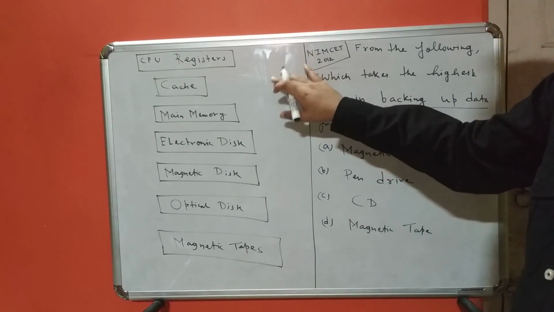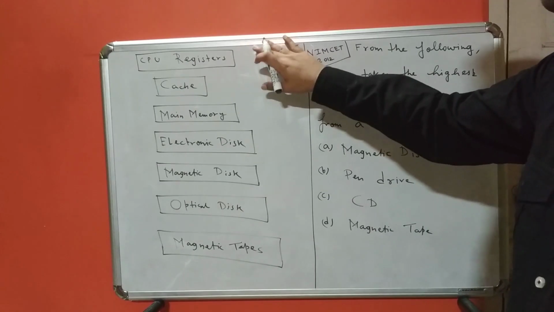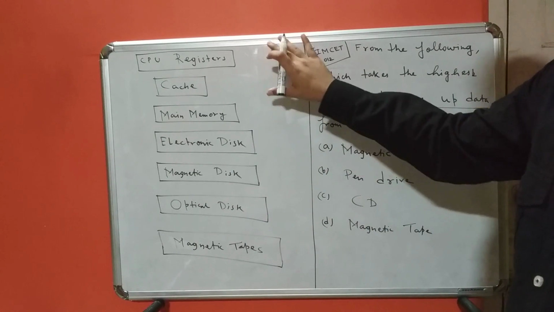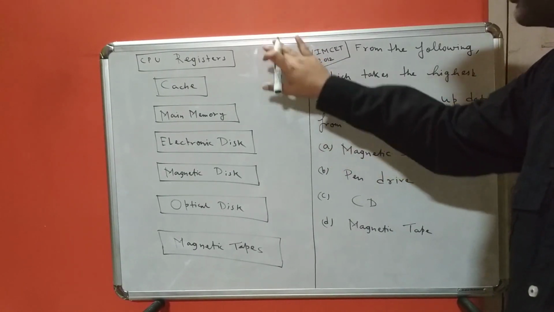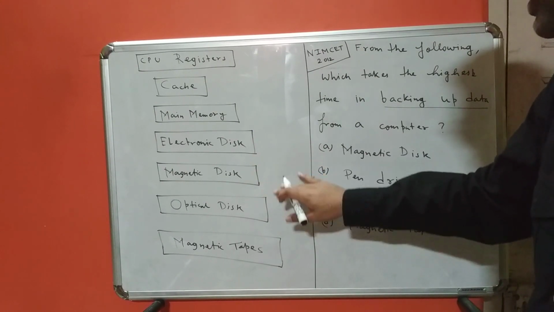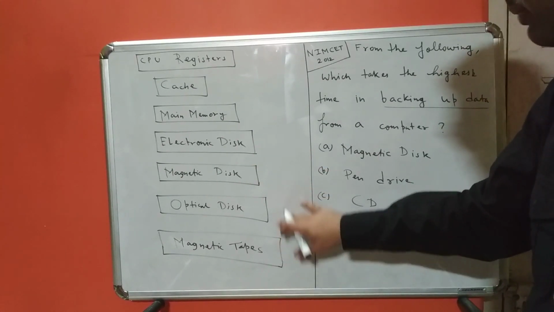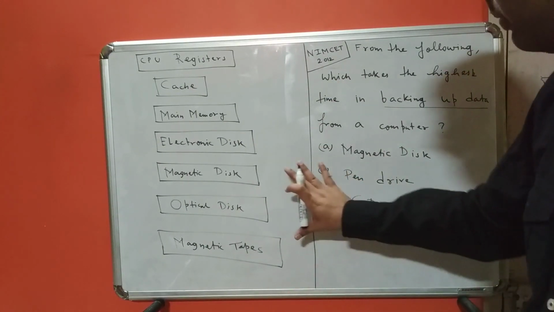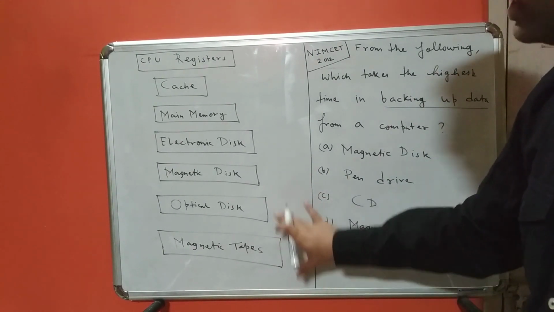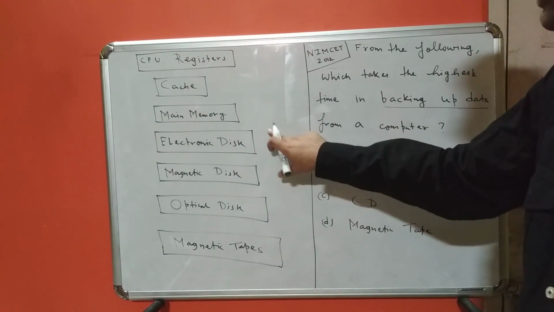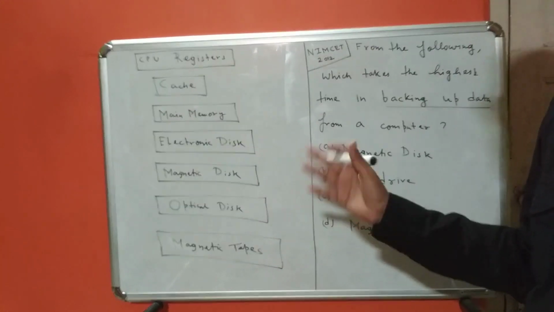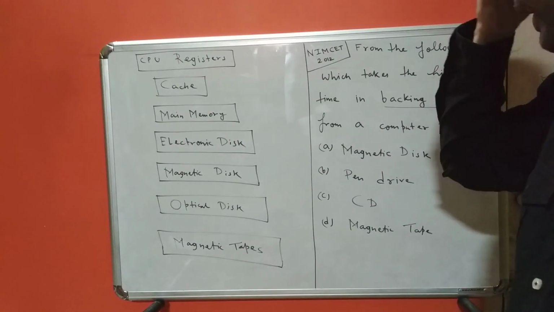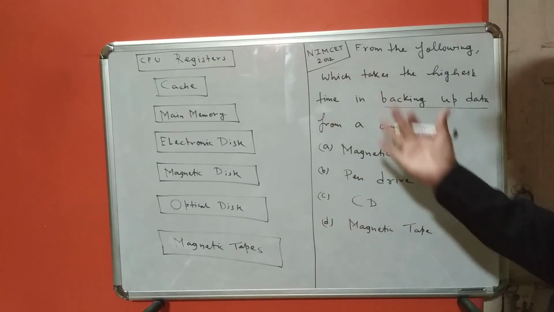Another point is, above the electronic disk, that means CPU registers, cache and main memory, these three blocks are volatile memory. Below the electronic disk, that means magnetic disk, optical disk and magnetic tapes, these are non-volatile memory. So if we have to store data permanently, then we'll be using one of these three. Then what about electronic disk? Electronic disk can be designed to be volatile or non-volatile depending on our requirement. Since I have spoken in depth regarding the storage structure hierarchy, let's get back to the question now.